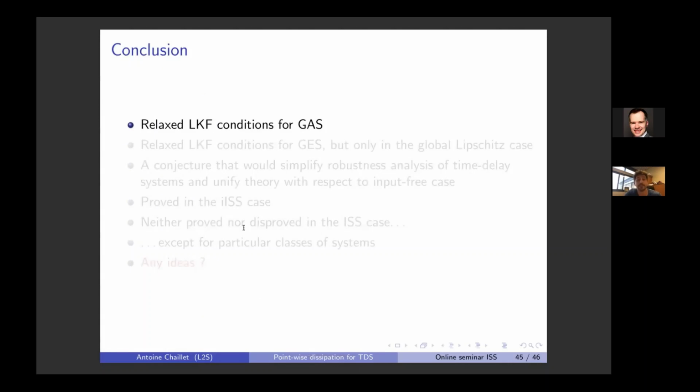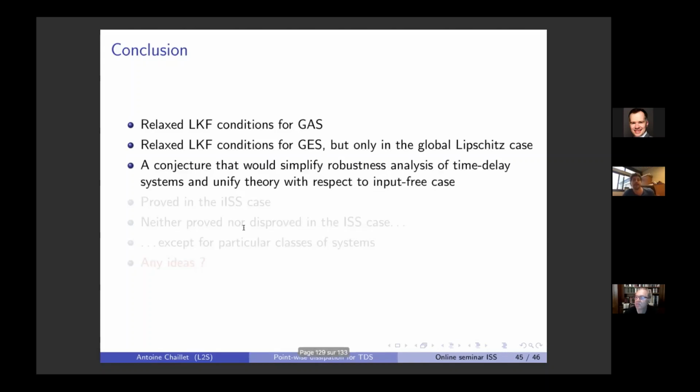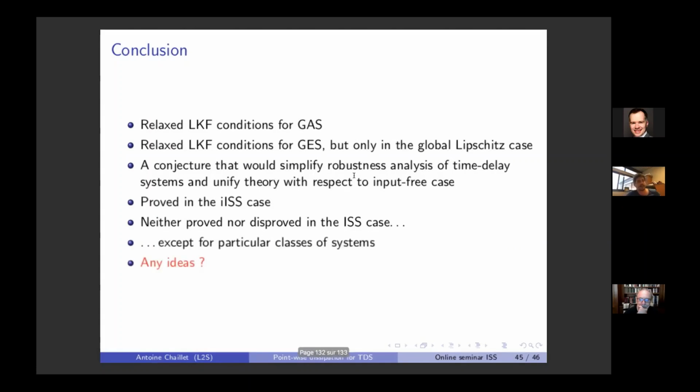And what I presented you today is a relaxed condition for global asymptotic stability, a pointwise condition for global exponential stability, but that works only in the global Lipschitz case. And I gave you a conjecture about iISS that, in my opinion, would simplify the analysis of time delay systems and also unify the theory with respect to the input-free case with the Krasovskii characterization of global asymptotic stability. So I've proved this conjecture in the integral iISS case, but I didn't manage to prove it or disprove it in the iISS case, except for very particular classes of systems. So I would really welcome any ideas and suggestions.